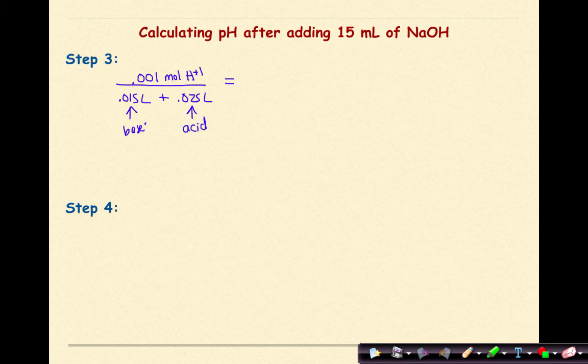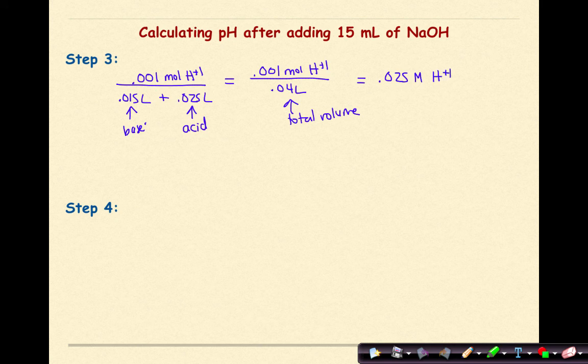I'm going to have 0.001 moles of hydrogen ions over the total volume. And if I add those two numbers together, I'm going to get 0.04 liters. So again, that is my total volume. And if I divide 0.001 by 0.04 liters, I'm going to get a molarity of 0.025 molar H+.